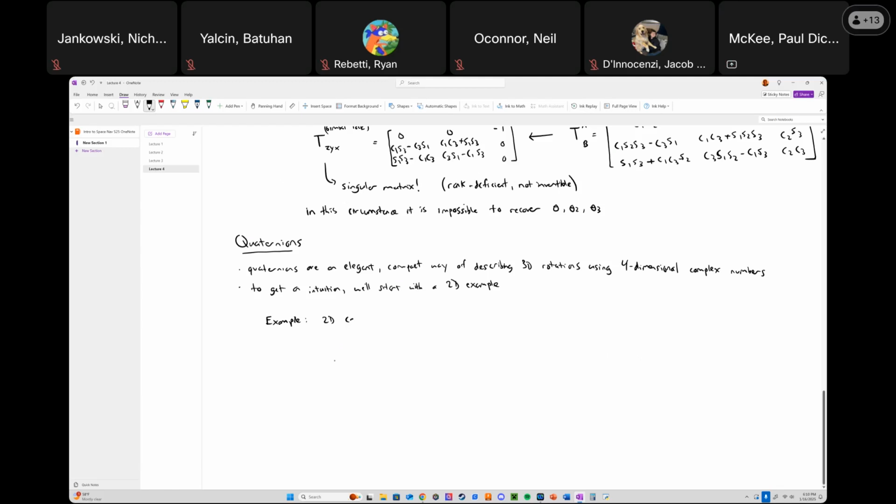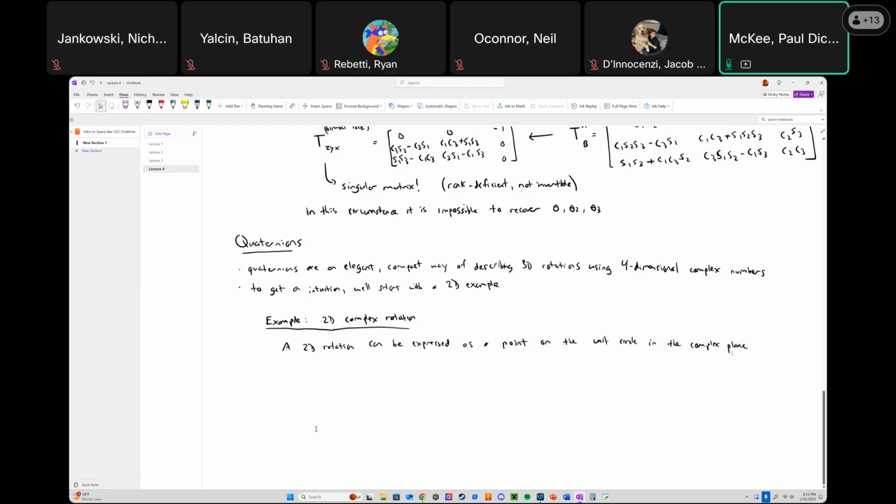2D complex rotation. A 2D rotation can be expressed as a point on the unit circle in the complex plane. So just think about that for a little bit.